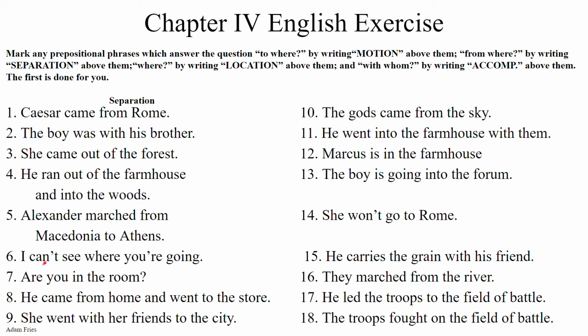6, I can't see where you're going. This one can be a little bit tricky. So I can't see where you're going. Where? It's actually to where. There's an implied to here. So to where. I can't see to where you're going. So we want to where. Go ahead and write motion above this. Motion. This would be an accusative, motion towards, to where you are going.